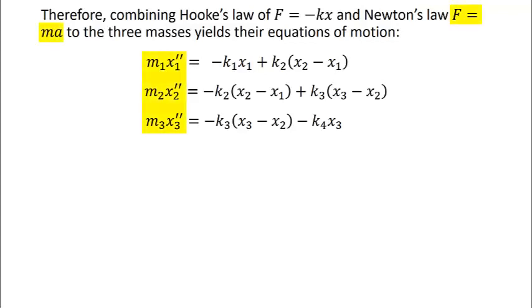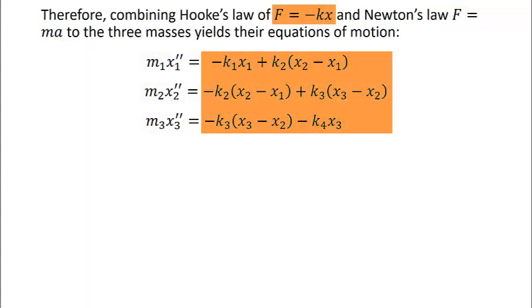Notice on the left of the equal sign, that's Newton's law, where we have our force equal to mass times acceleration, acceleration, of course, being our second derivative. And on the right-hand side of the equal sign, this is where we're using Hooke's law to say that we could also describe this force as minus Kx.